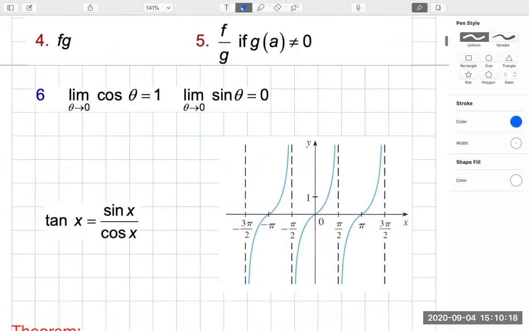Remember, when theta approaches 0, cosine approaches 1, or the limit when theta approaches 0 of sine of theta will be 0.